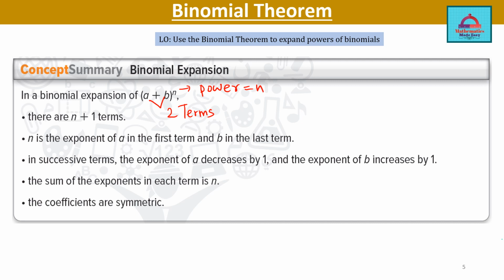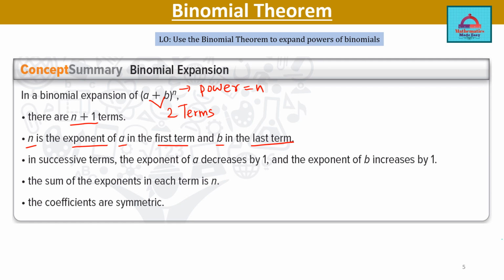When you have such a binomial, a plus b whole to the power n, and you have to expand it using the binomial theorem, there are going to be n plus 1 terms. So if n is say 5, then the number of terms in the expansion is going to be 1 more than that. So it's going to be 6. n is the exponent of a in the first term and b in the last term. So that means this expansion starts with a to the power n and ends at b to the power n.